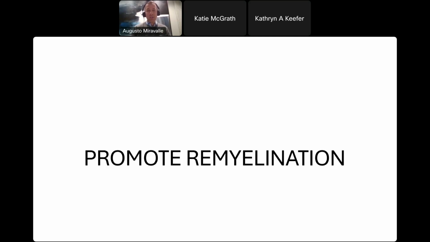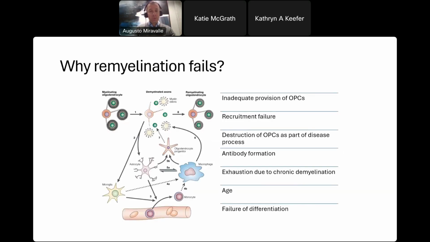So let's go now very quickly because I really want to dive more into the brain health discussion, promoting remyelination. I will not go into detail, but just to let you know that there are so many reasons why remyelination could fail. And all of these reasons, all of these steps, are being taken into account when designing therapies.